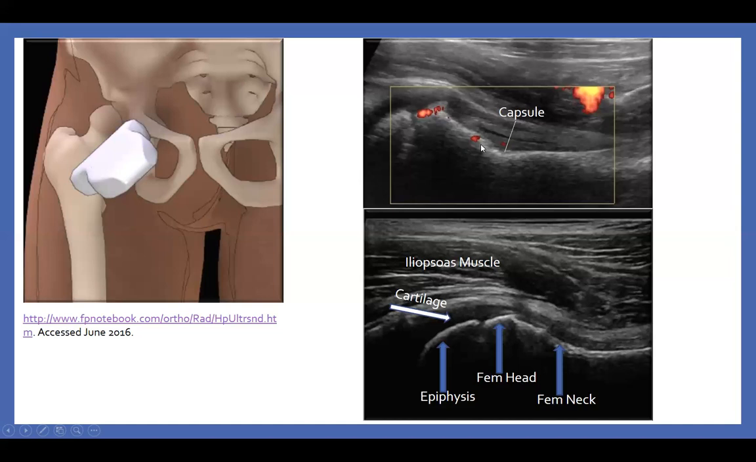I'm going to repeat it. That's where the femoral neck is. The femoral head is there. This is the epiphysis. Usually the articular cartilage is there. This is, again, the iliopsoas muscle. The acetabulum and the labrum are going to be somewhere higher up here, more superior.